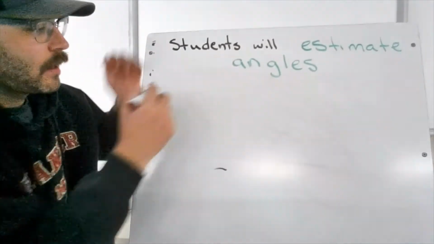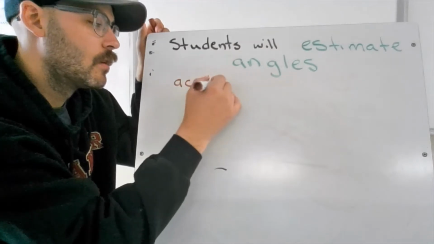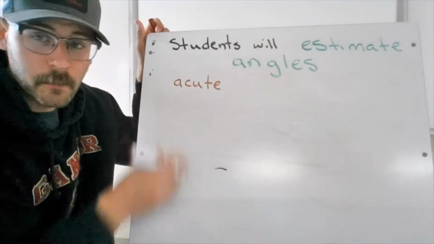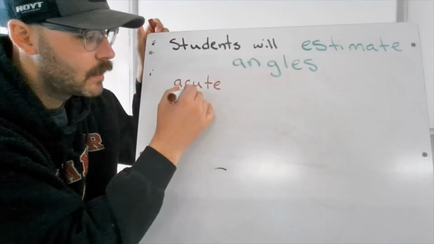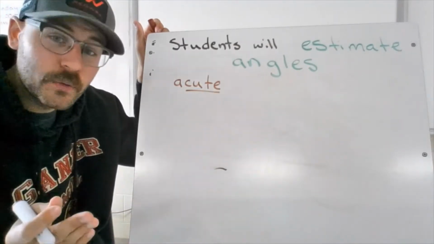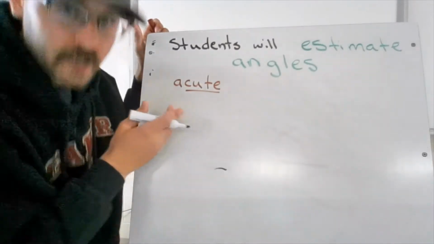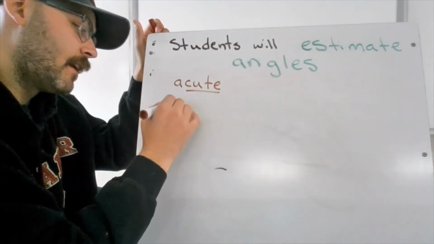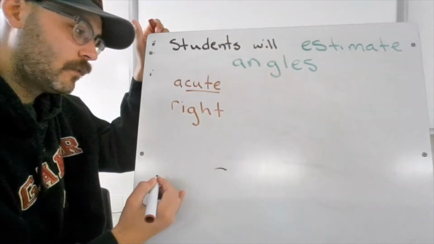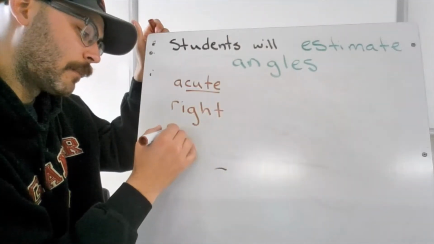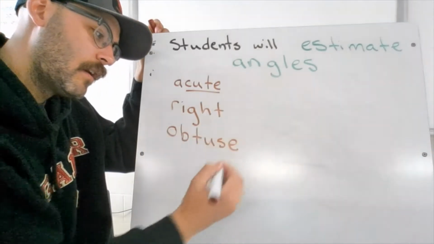First angle, the smallest angle is called an acute angle. I'm going to write them all down on the left-hand side, and then we'll go through each one by one in a second. It has the word cute in it. And I think cute things are usually small, and this is the smallest type of angle, acute. We have a right angle. A little bit bigger than that would be an obtuse angle.